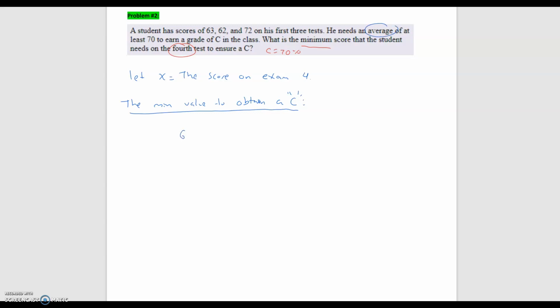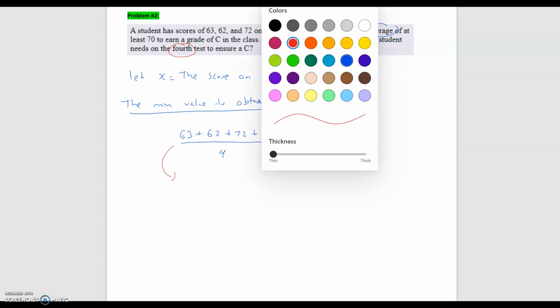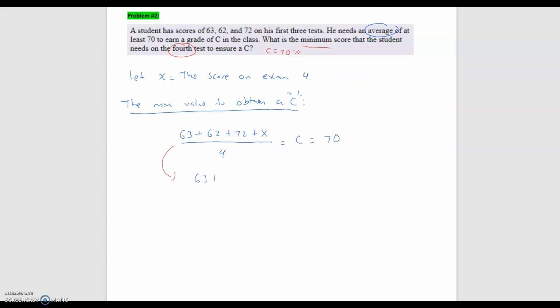So you would have a 63 plus a 62 plus a 72 plus x, which is the one that we're finding, divided by 4 is equal to, and then in this case, well, this is going to be your C, or a 70. They're looking for a 70%. So let me just rewrite it so that we have the proper value. So 63 plus 62 plus 72 plus x divided by 4 has to equal to a 70. And let me start by adding the values on the top. So let me combine all of those.